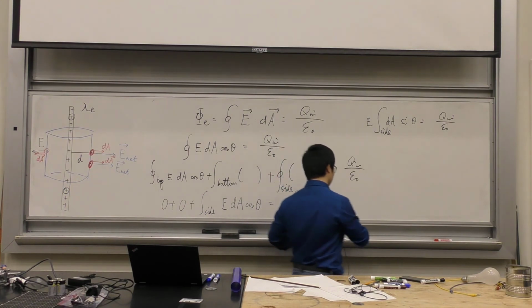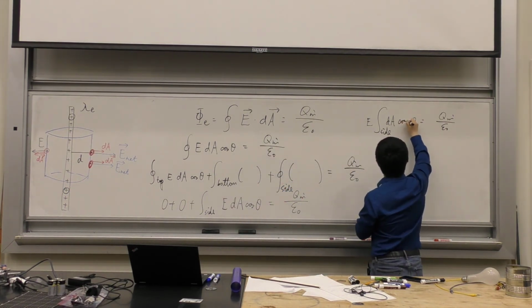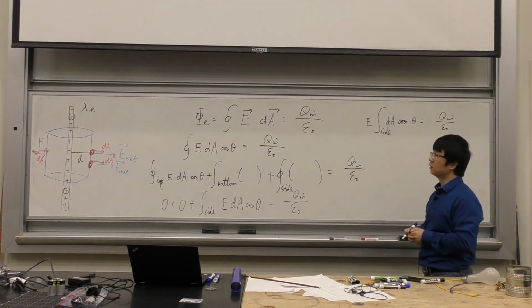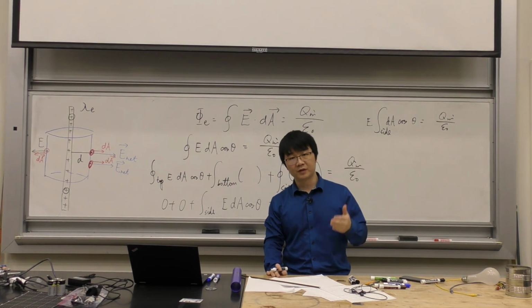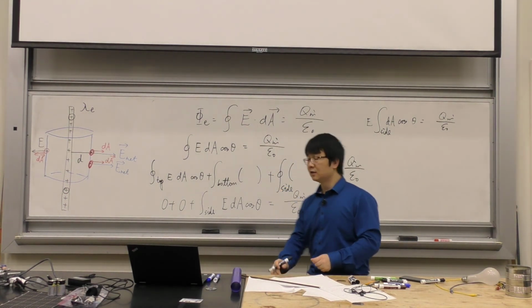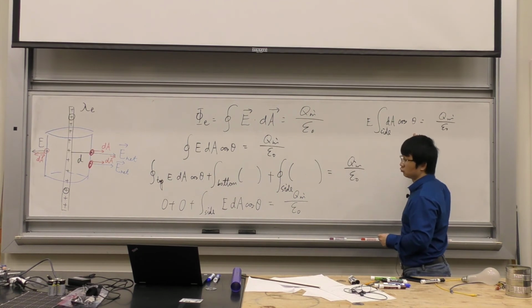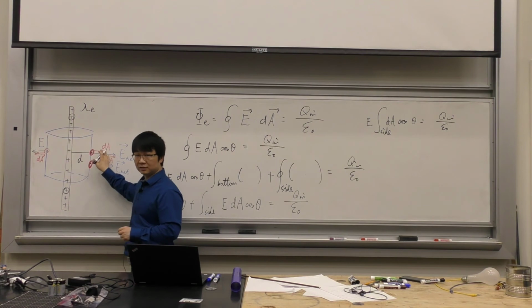No, not cosine, by the way. Cosine. Okay? So because the electric field is perpendicular to the surface everywhere, it's going to make the angle theta 0, right? Because the angle theta is the angle between E and dA, okay?